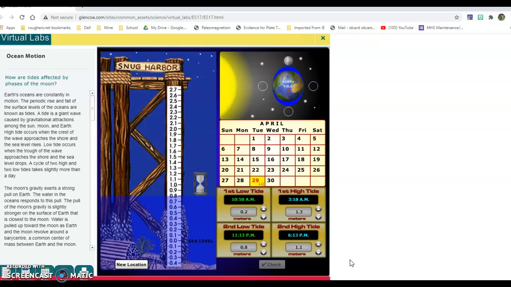Alright, for Snug Harbor, you record the lowest low tide and its time, and the highest high tide with its time. So you should have now completed one of the charts. You do not have to complete the other chart. From this information, you should be able to answer the questions at the bottom of the page.